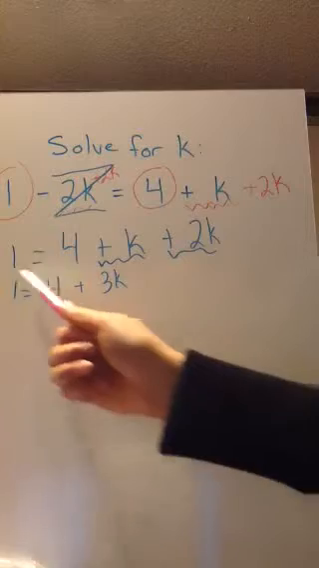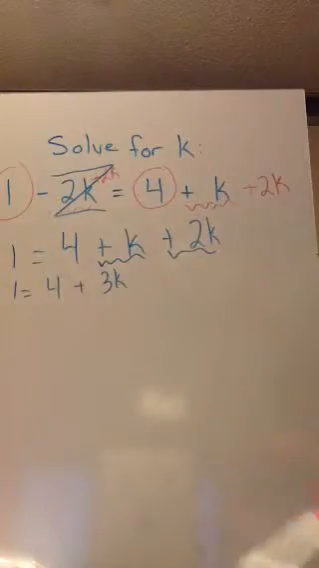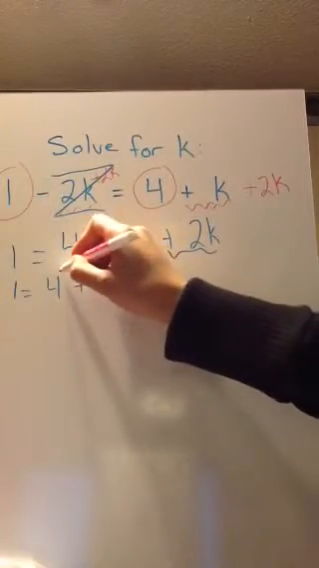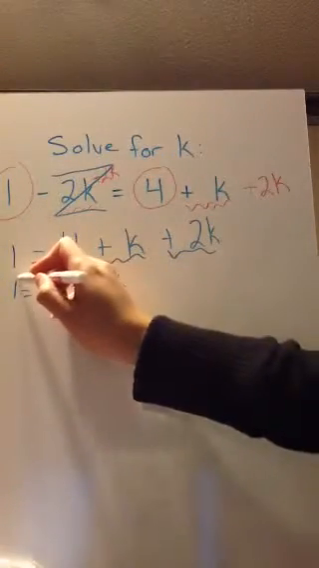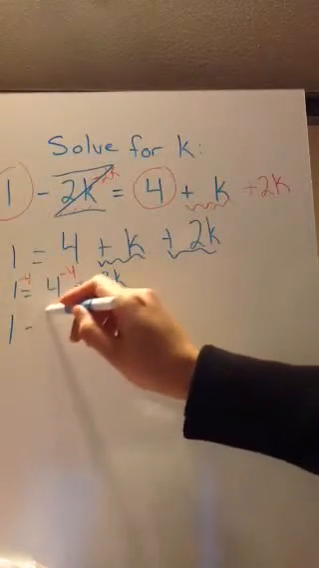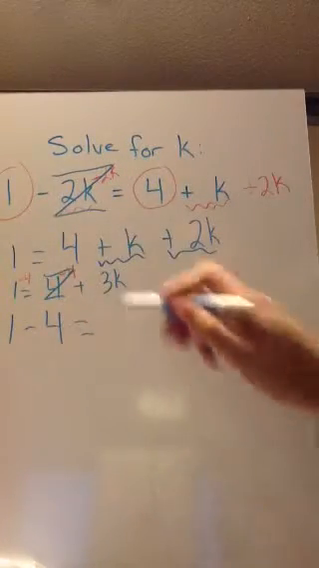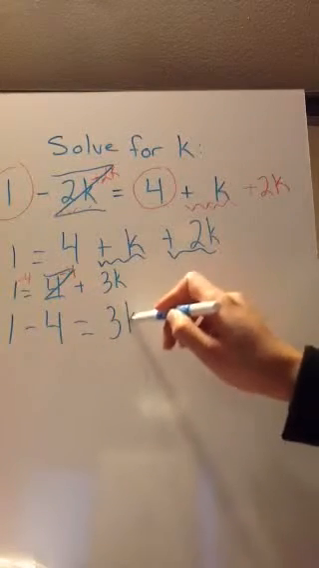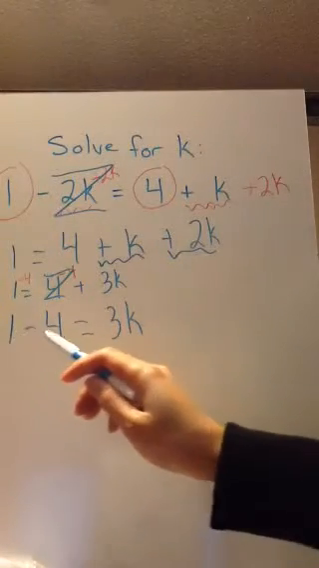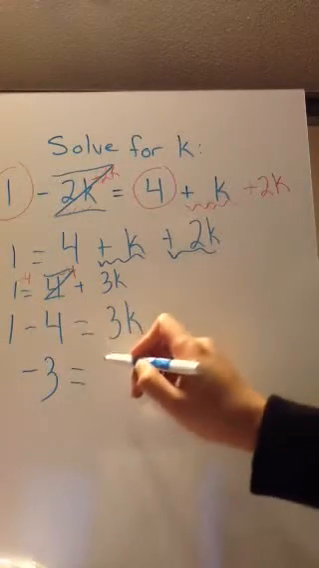Now I'm going to take this 4 and bring it to the other side. This 4 is positive, even though there's not a plus sign in there. So we're going to do the opposite. The opposite of adding 4 would be subtracting 4. So I'm going to subtract 4. What I do to one side, I have to do to the other. So now on my left side I have 1 minus 4, and on the right, 4 minus 4 is 0, so there's a Z for 0. And I'm left with 3k. On the left side, 1 minus 4 is negative 3. My equal sign, 3k.